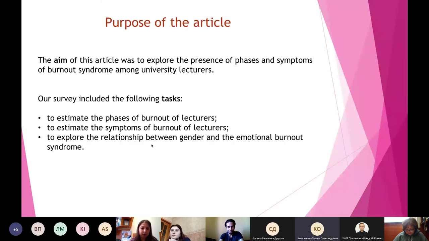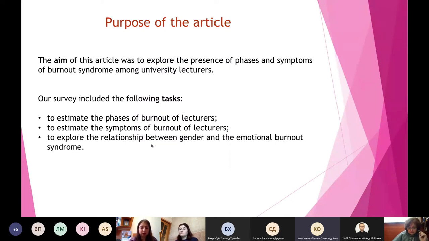So we'll talk about the purpose of our article. The aim of this article was to explore the presence of phases and symptoms of burnout syndrome among university lecturers. Burnout syndrome has been described as a lack of ability to cope with emotional stress at work and as a physical syndrome. We investigated whether the lecturers experience burnout. The relationship between gender and the syndrome of emotional burnout was also explored.